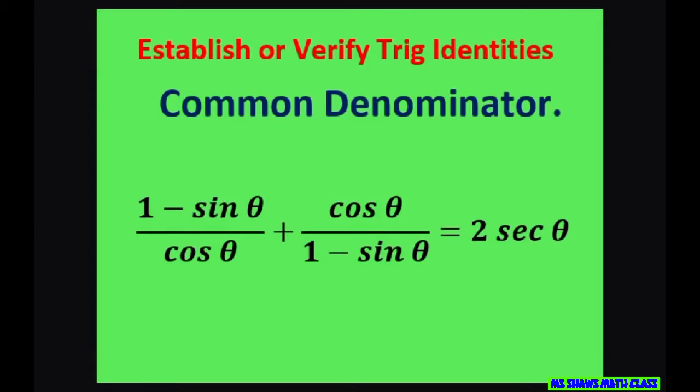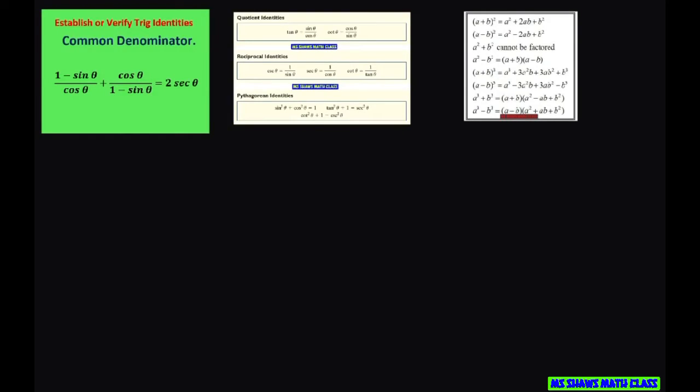Everyone, we're going to verify this trig identity. First thing we have to do is get the common denominator. Our goal is to get this left-hand side equaling the right-hand side. And just recall this is really 2 divided by cosine theta, because that is what sec is, so we don't get confused.